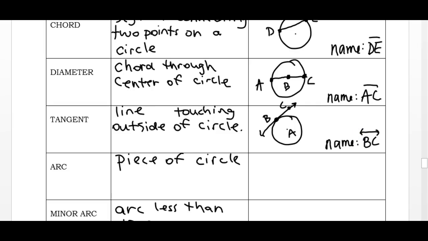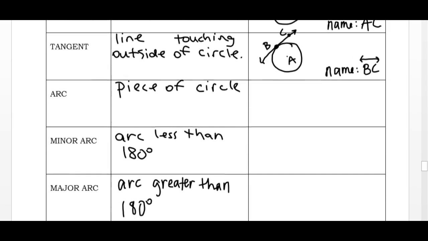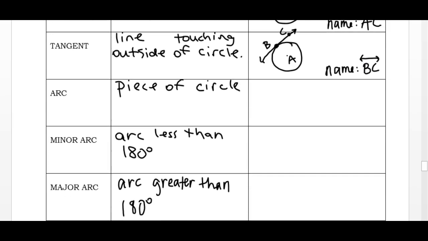Now an arc is the curved piece of a circle. So here is an arc. If you could imagine having a circle, any piece of it can be as short or as long as you want it to be. Any piece of the circle is an arc. So we have special kinds of arcs.